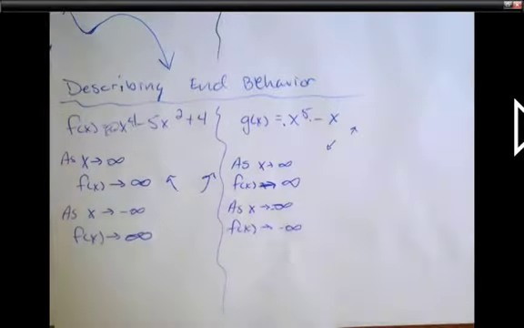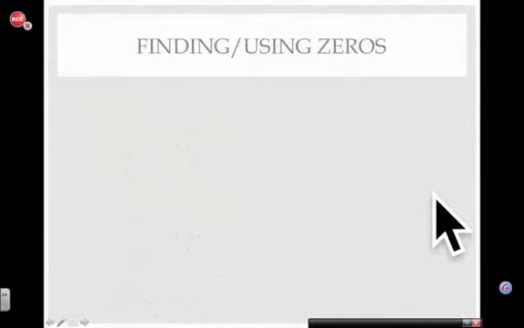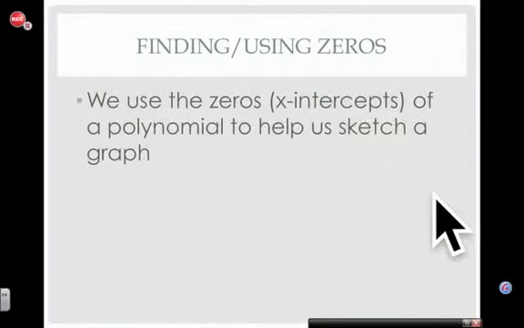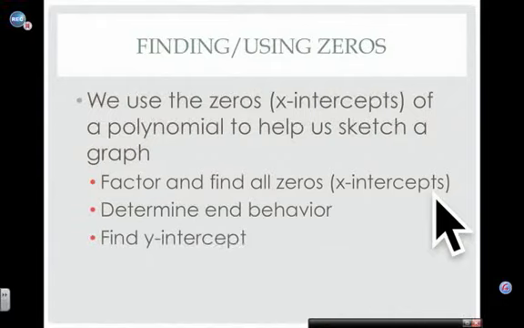All right, so let's go ahead and move forward. Let's start looking at better graphs, or more fun graphs, right? Everything's more fun once you get a little bit more challenging. We're going to sketch some graphs using the zeros of our function, just like we do with quadratics. We're going to use zeros, which are our x-intercepts, to help us sketch the graph. Here are the things we need to find. We need to factor and find all our zeros. We need to determine the end behavior. And we need to determine the y-intercept. That will help us sketch our graphs, which is what we're going to do afterwards.